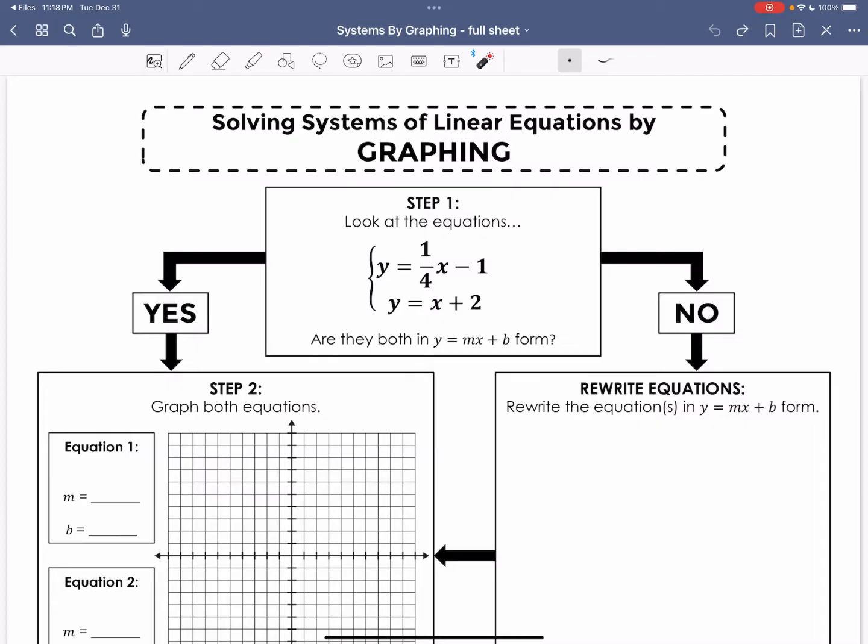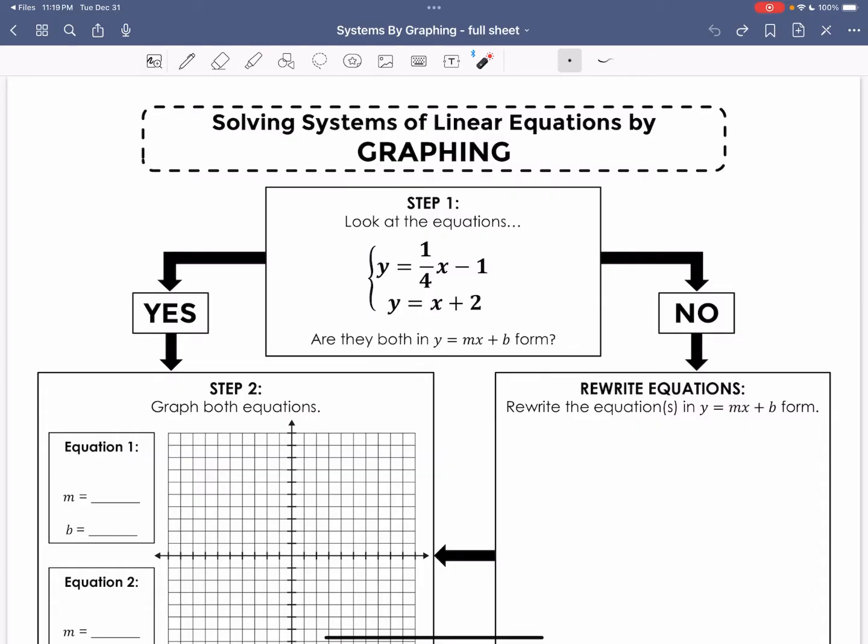So step 1 says, look at the equations. Are they both in y equals mx plus b form? This is called slope-intercept form. Looking at it, the top equation is in y equals a number times x and a constant. And the bottom equation is also in y equals, there's an invisible number, 1x plus 2. So that also works. These are both in mx plus b form.